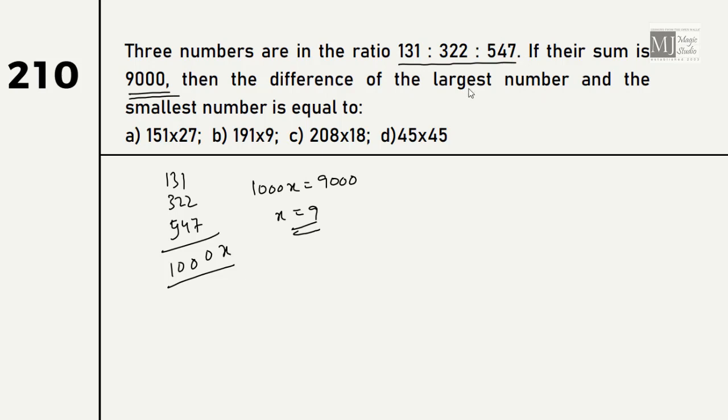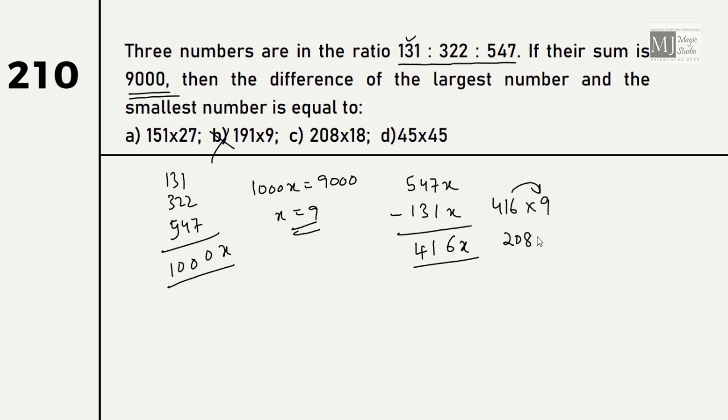What is the difference of the largest number and the smallest number? Largest number is 547x and the smallest number is 131x. So difference is 416x. So difference should be 416 into 9. Now I need to adjust with the options. If I take out 2 and multiply with 9, I'll get 208 into 18, and it fits in with option C.